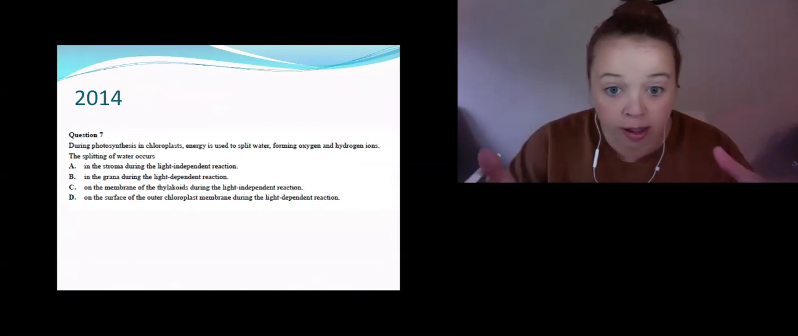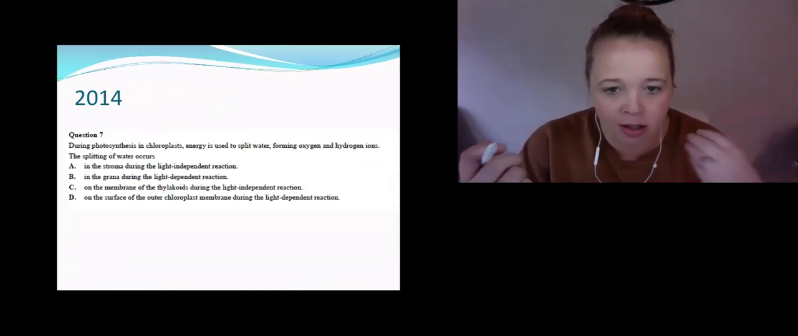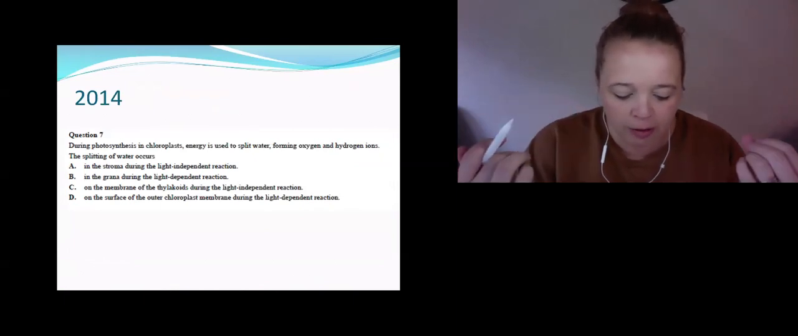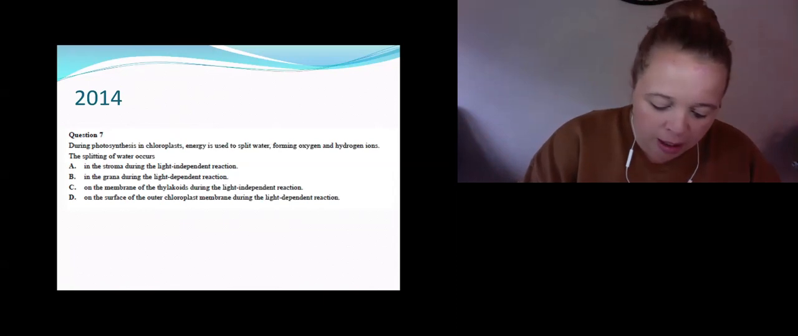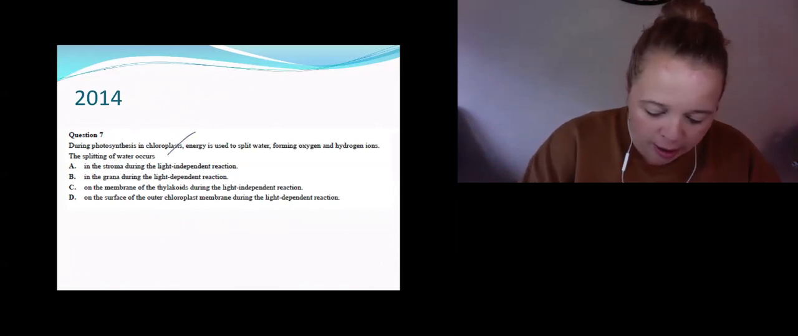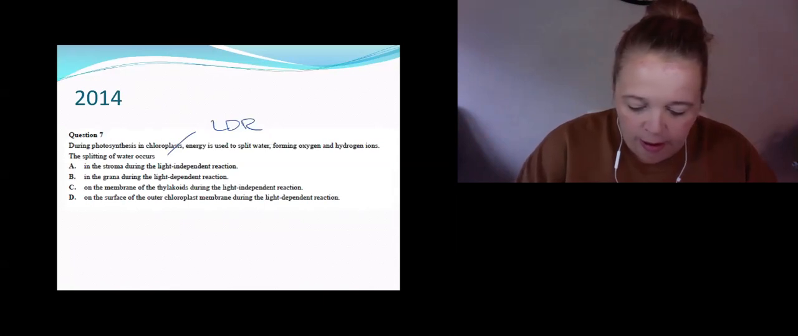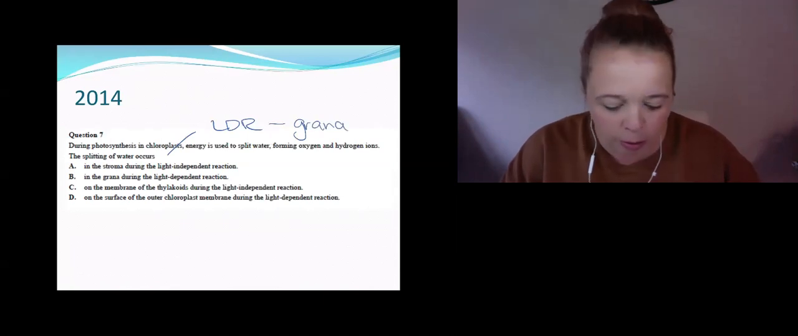All right, during photosynthesis in chloroplasts, energy is used to split water, forming oxygen and hydrogen ions. The splitting of water occurs. So to me, straight away, I think this is LDR. So where does the LDR happen? We've got that happens in the grana. And I like to annotate my questions with what's going on.